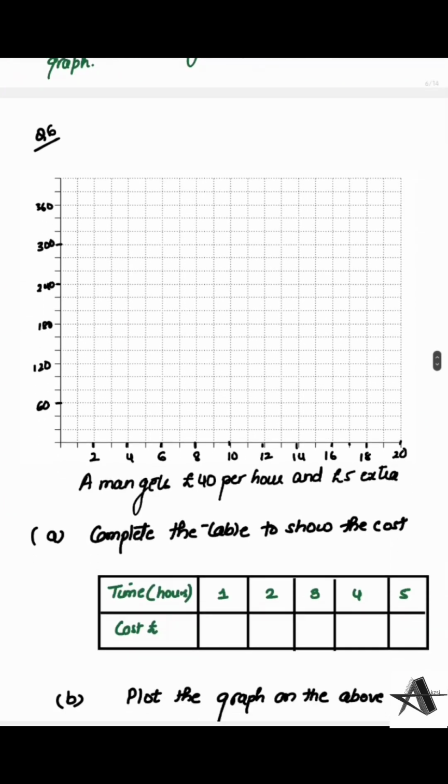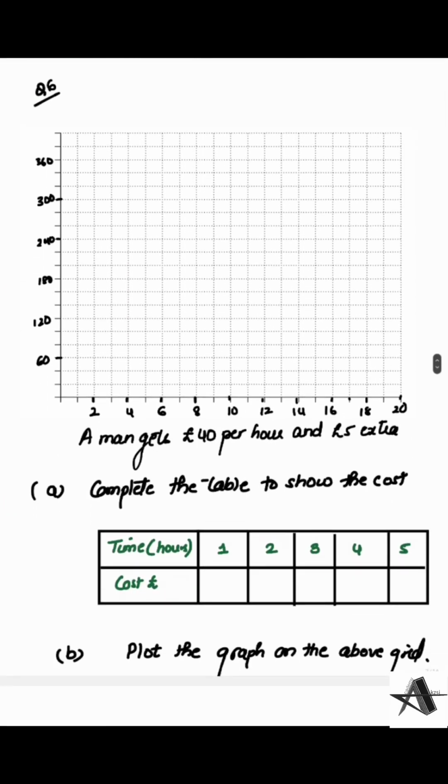Moving on to the next question. This is an example of a real life graph. So see this one. A man gets 40 pounds per hour and 5 pounds extra every hour. That means ultimately he is actually getting 45 pounds every hour. If he is working for 1 hour, he will get 45 pounds. If he works for 2 hours, he will get 90 pounds.